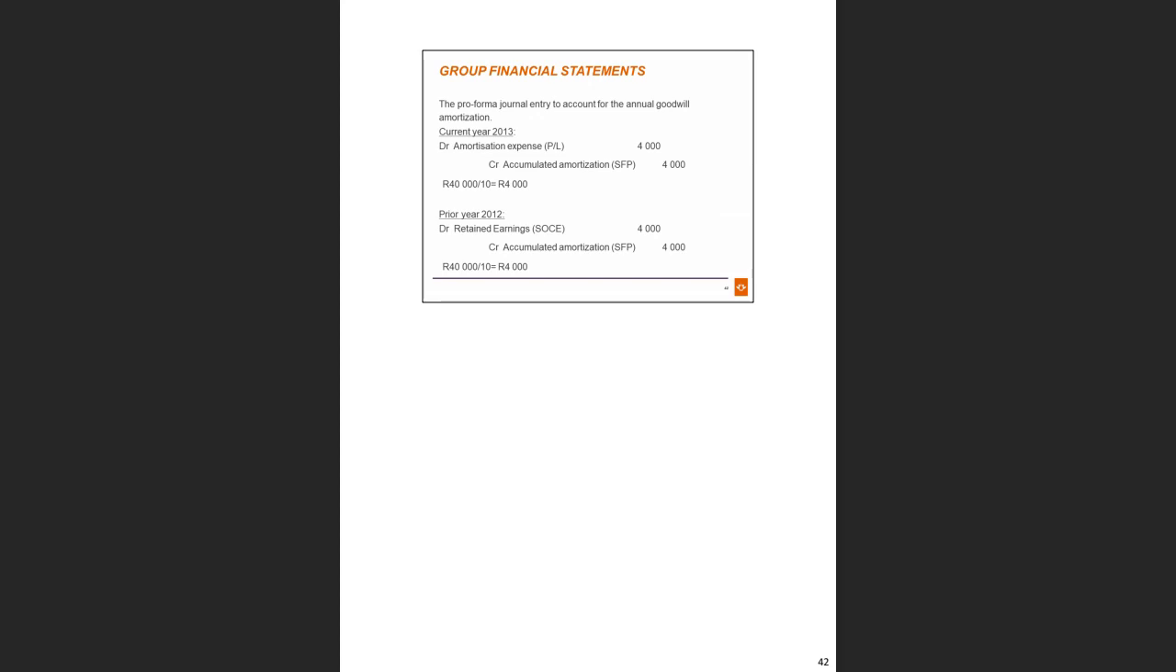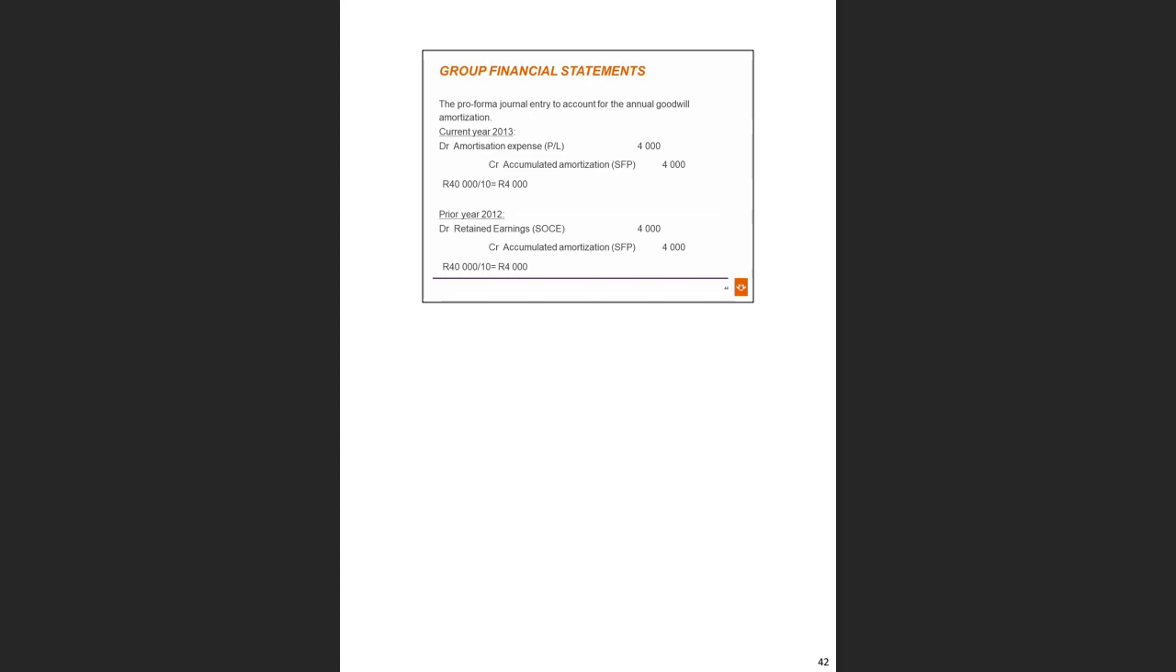So we're going to debit amortization expense. This is amortization in the current year for 2013. We're going to debit amortization expense, 4,000 rand, and credit accumulated amortization, and this is for the current year. Now we have a prior year, for 2012. Because it is for the prior year, it is debiting accumulated profits, in other words, retained earnings, and we're crediting accumulated amortization. So the acquisition date was in 2012.